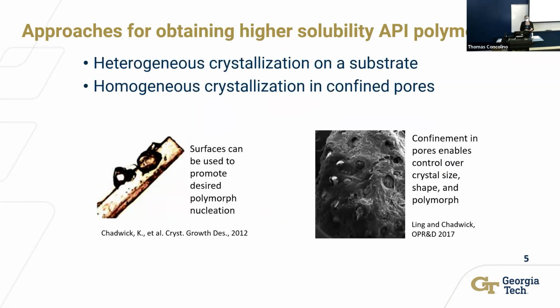So some of the approaches that are used to obtain these higher solubility, more metastable APIs include heterogeneous crystallization onto a substrate. And so you crystallize your drug molecule onto something, or your drug particle onto something else, and hopefully can design that something else to promote the desired nucleation of the polymorph that you want. Another way you can sometimes create these metastable polymorphs is to do homogeneous crystallization, which means it still crystallizes just in the solution out of kind of random molecules bouncing into each other. But you do this in a confined environment. So it can be confined in pores, and that can limit the orientation of the drug molecules and thus lead to only certain polymorphs forming. So these are two of the main approaches people are using to design metastable polymorphs for pharmaceutical applications.